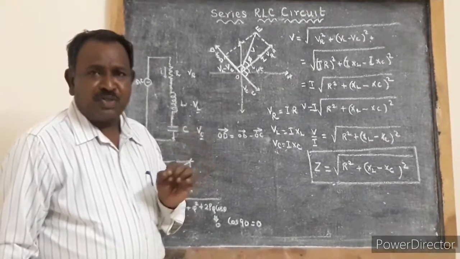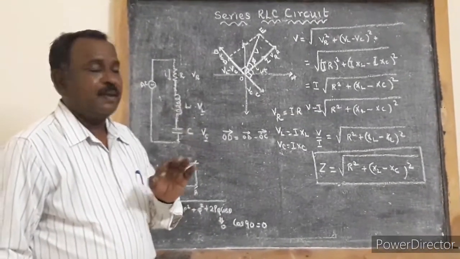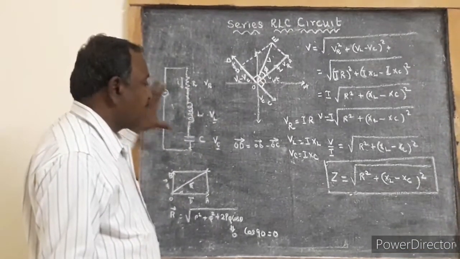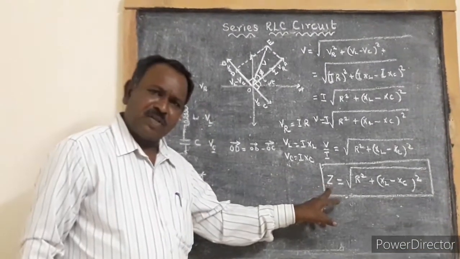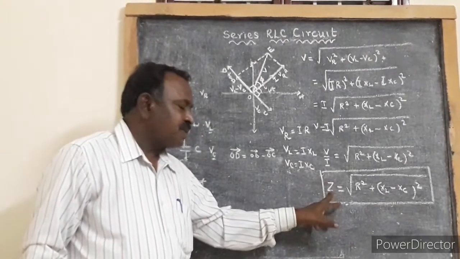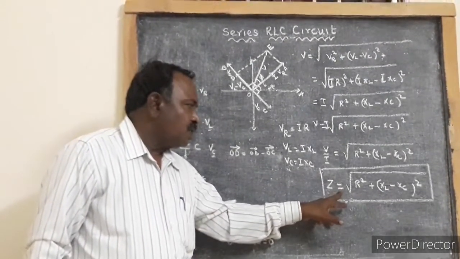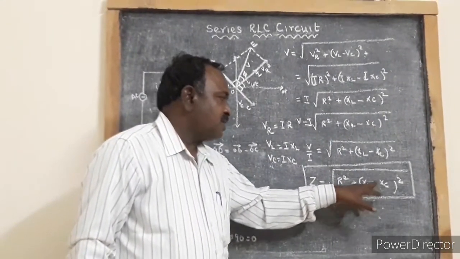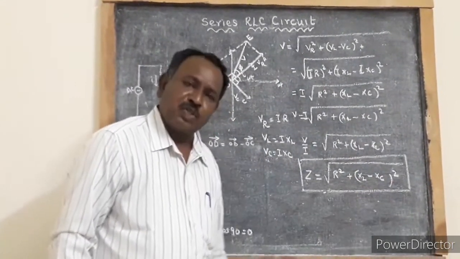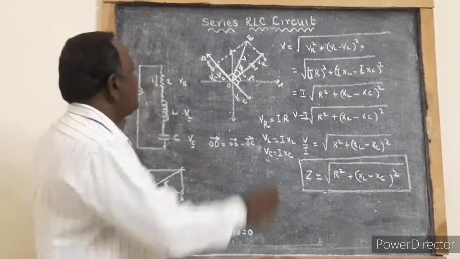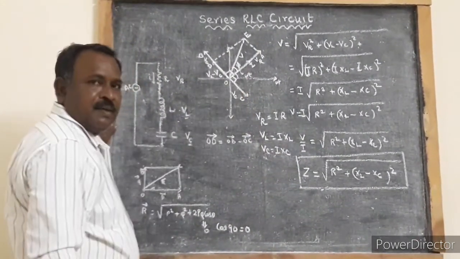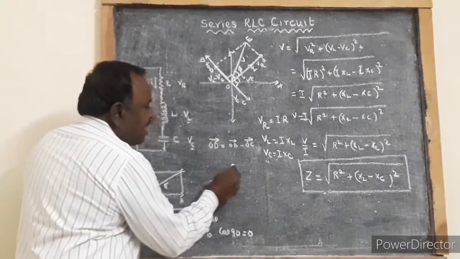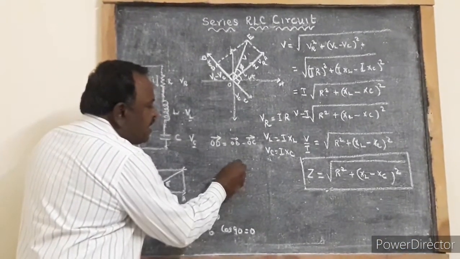The net opposition offered by all the three components connected to the AC circuit is called the impedance of the circuit, and the impedance is given by Z is equal to the square root of R squared plus (XL minus XC) whole squared. The resultant angle phi can be obtained by constructing the voltage triangle and impedance triangle.